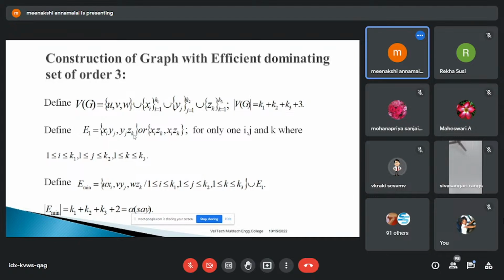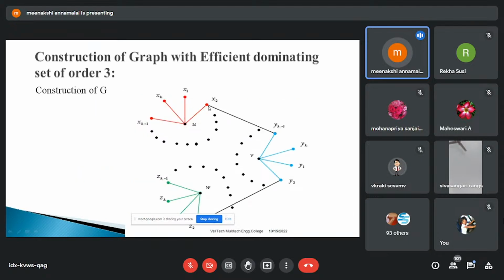Here I wrote it for only one i, j, k, where as usual i lies between 1 to k1, j between 1 to k2, and k between 1 to k3 respectively. What I marked is this one: xi yj. Here I marked only one, that's why I said xi yj. If you join any one, there is no need to join all of them, which will be connected. For that purpose I'm taking xi to yj, and yj to zk. That is all that is written here.